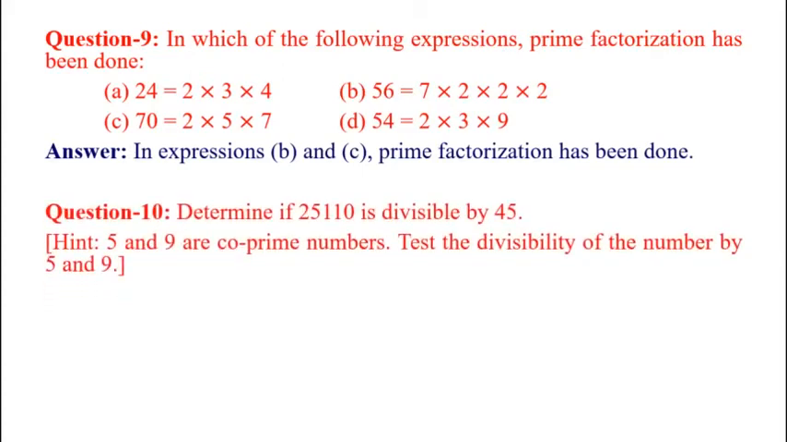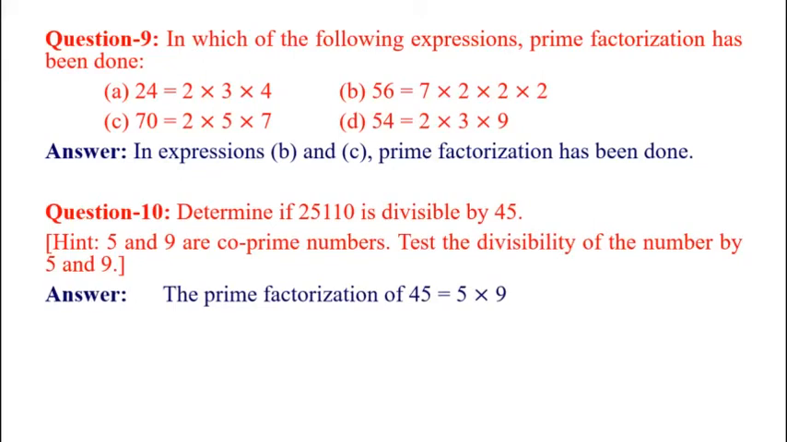Then question number 10. Determine if 25,110 is divisible by 45. So as 5 and 9 are co-prime numbers, if we test the divisibility for 5 and 9, then it will be divisible by 45. If this number is divisible by 5 and 9 both, then it will be divisible by 45. So the prime factorization of 45 is equal to 5 into 9.